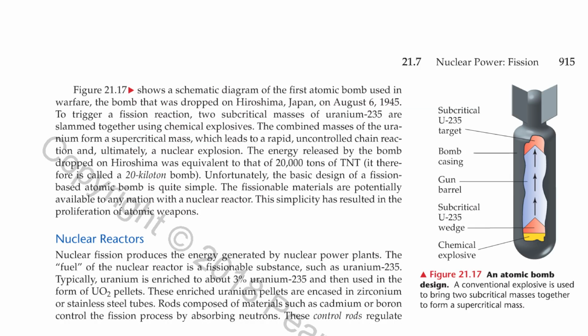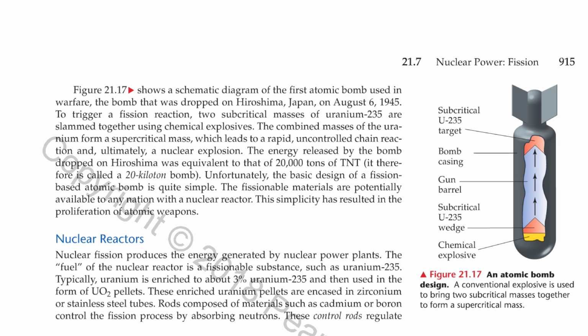Figure 21.17 shows a schematic diagram of the first atomic bomb used in warfare, the bomb that was dropped on Hiroshima, Japan, on August 6, 1945. To trigger a fission reaction, 2 subcritical masses of uranium-235 are slammed together using chemical explosives. The combined masses of the uranium form a supercritical mass, which leads to a rapid, uncontrolled chain reaction and ultimately a nuclear explosion. The energy released by the bomb dropped on Hiroshima was equivalent to 20,000 tons of TNT. It's therefore called a 20-kiloton bomb.